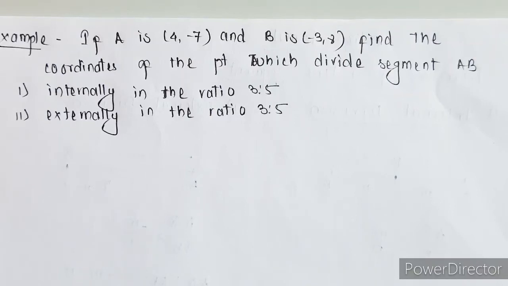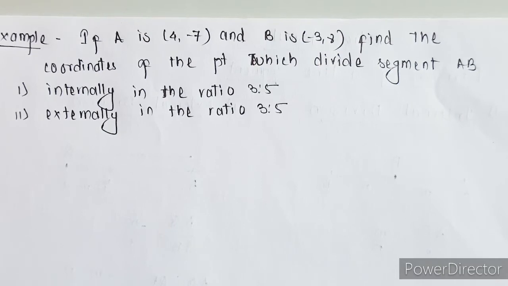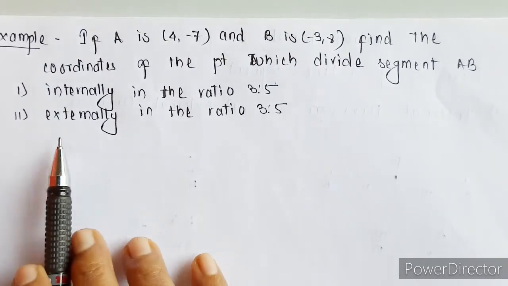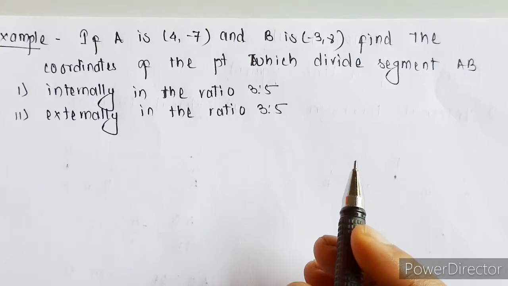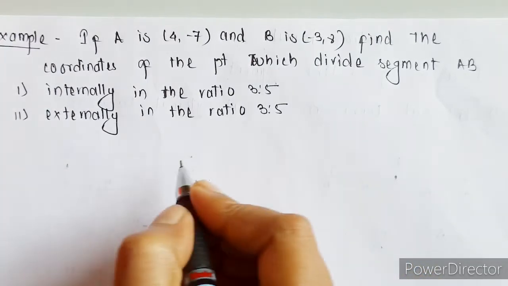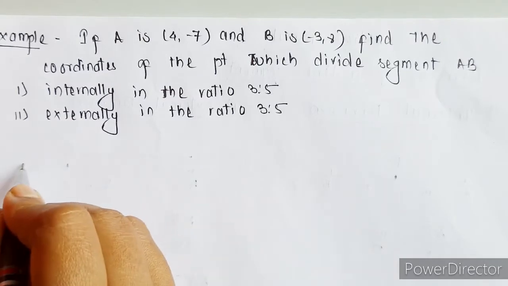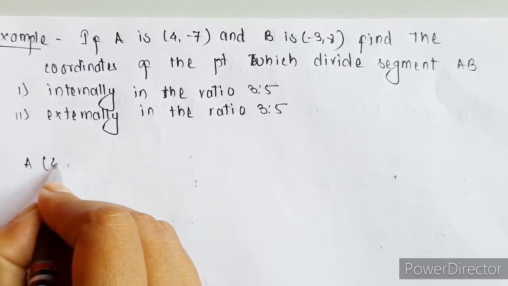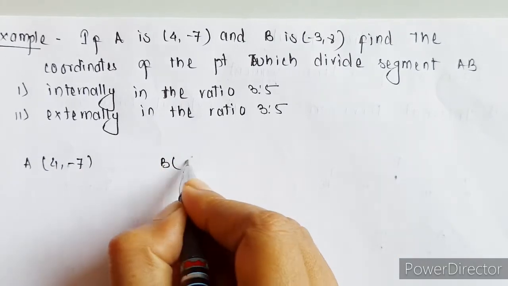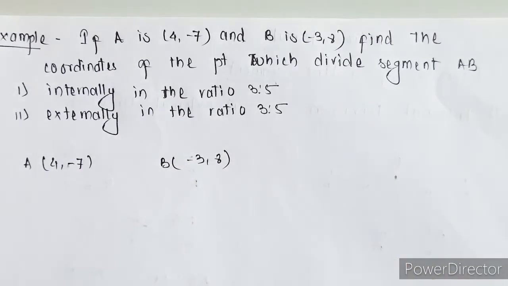Example, now if A and B is given, we need to find coordinates of the point which divide line segment AB first internally in the ratio 3:5 and externally in the ratio 3:5. Let me start with first one, internally. Now since we have a line segment AB wherein A is given as 4, -7 and B is given as -3, 8.